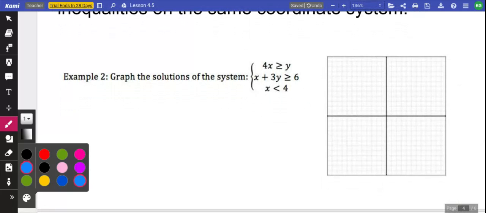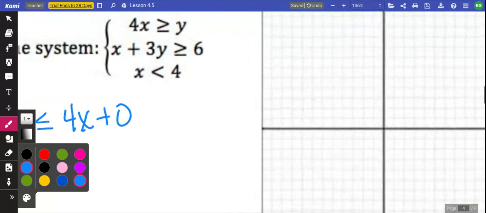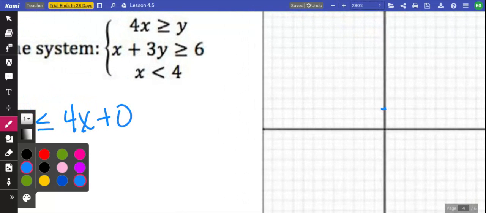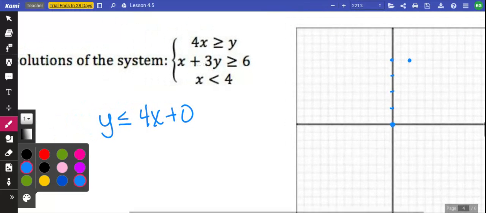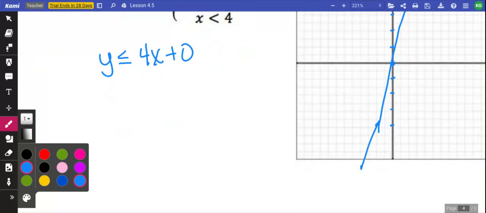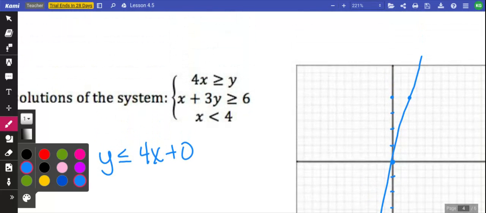All right, so the first one is y is less than or equal to 4x plus 0. So this is 1, 2, 3, 4, and 0. So up 4 over 1, and it's a solid. And it's less than, so we're going to shade below.